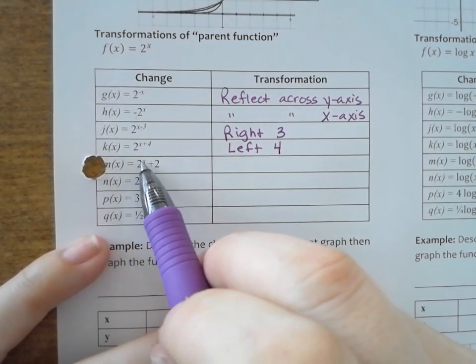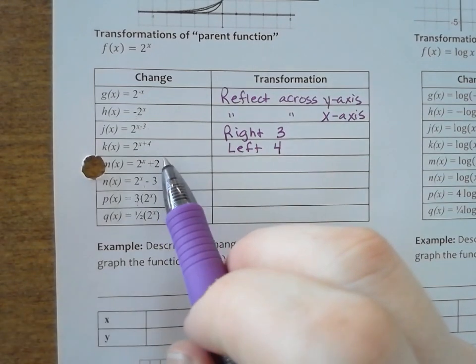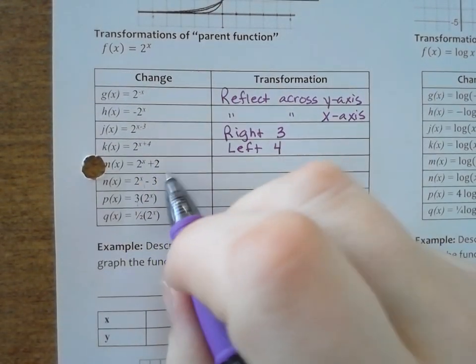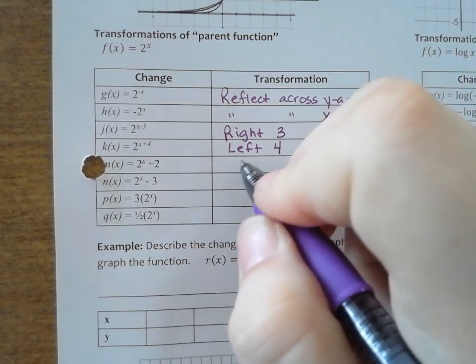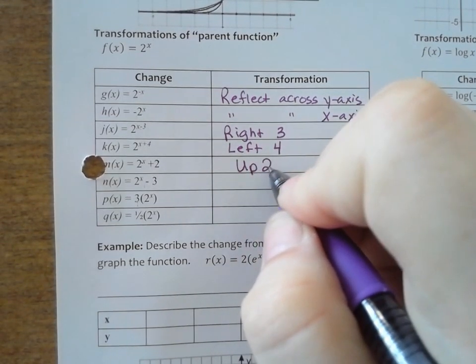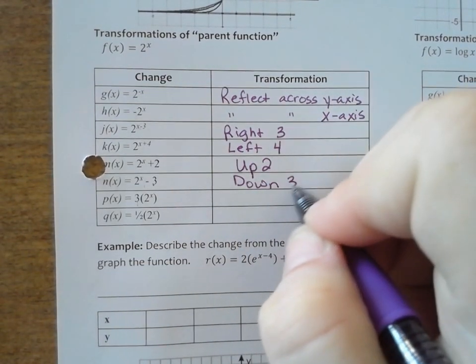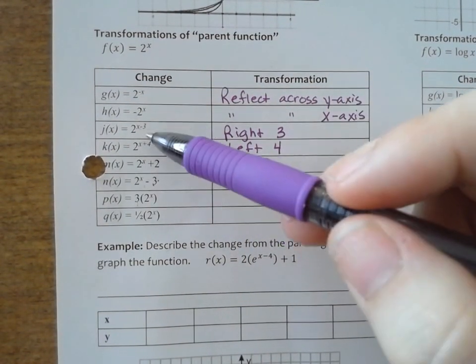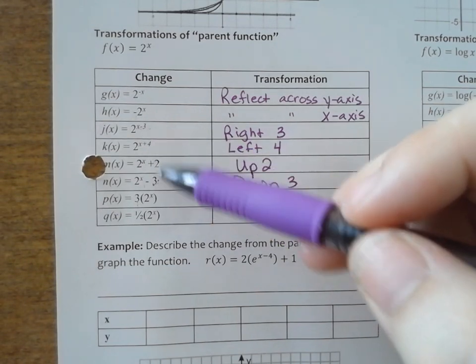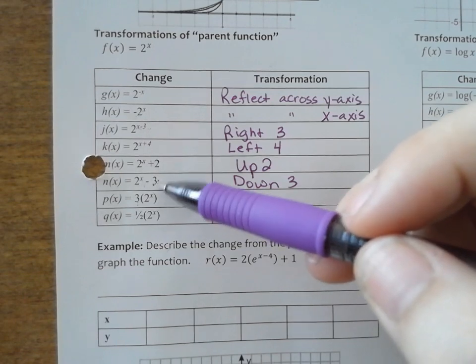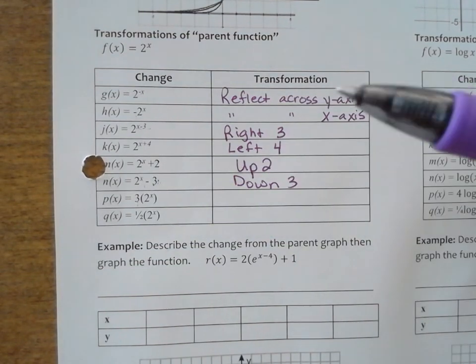We have 2 to the x plus 2 added after. It's not affecting the exponent at all, just out to the front, out to the side. That is going to move your function up 2. And if we subtract, that's going to move it down 3. Notice how these are different, right? These both have a minus 3, but the placement matters. If it's in the exponent, it moves it left and right. If it's out here, added or subtracted after, it moves it up or down.